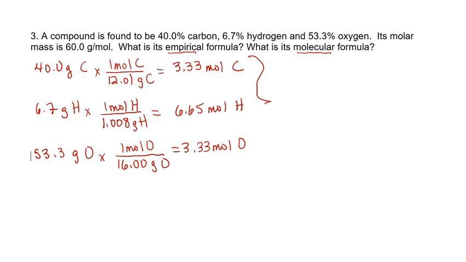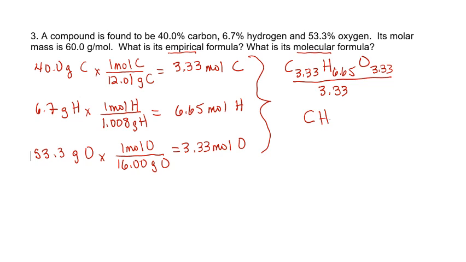All right, we take this whole thing just like we did yesterday. We have C 3.33, H 6.65, O 3.33. Those are silly subscripts. So we're going to divide through by the smallest value, which is 3.33. And so we end up with CH2O. Now remember, this is our empirical formula. So we've done the first part of the problem.